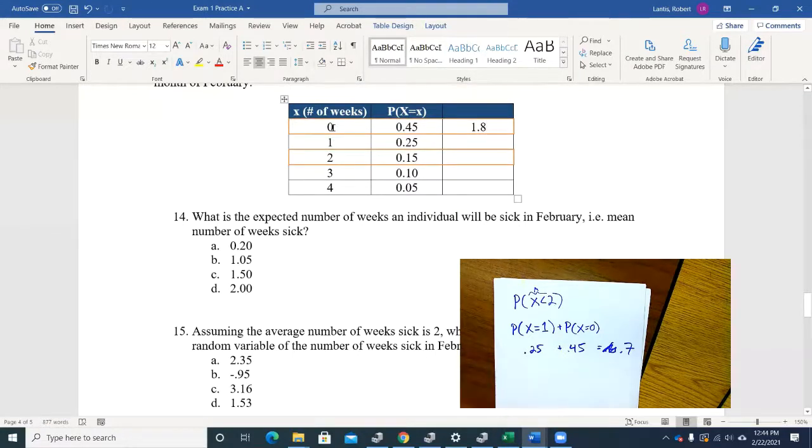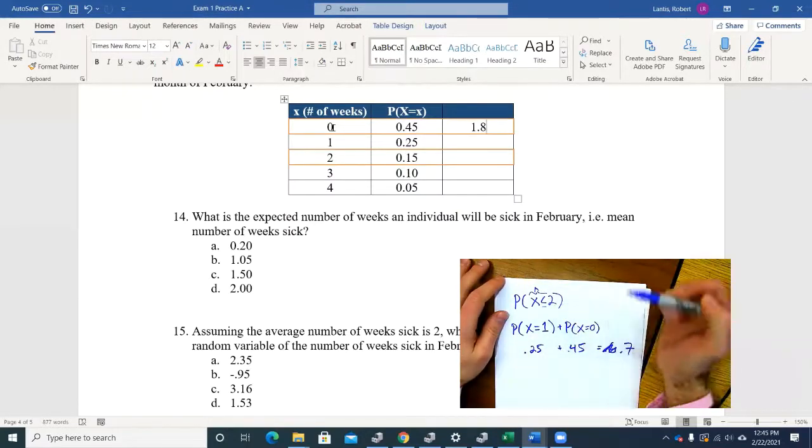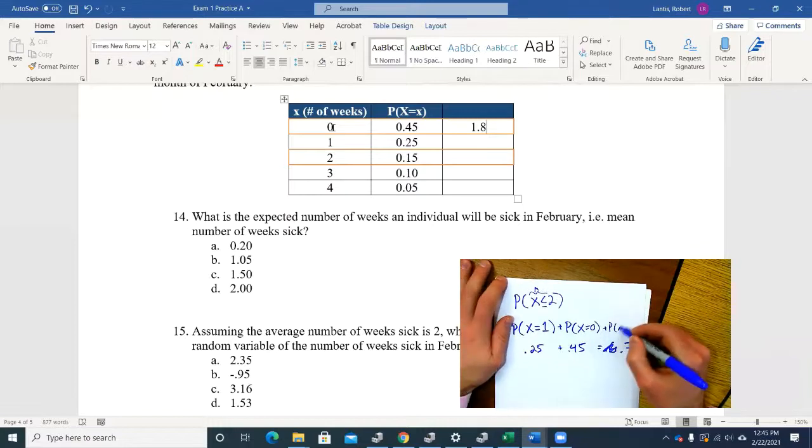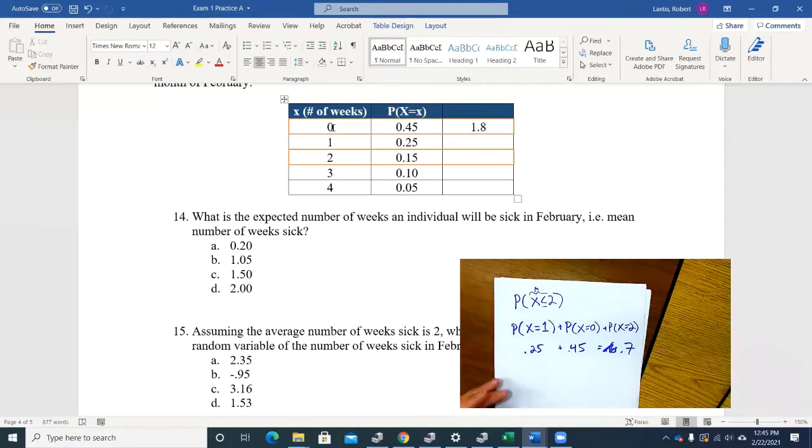And this is where we have to be careful with equalities, right? If I said, what's the probability someone's sick for 2 weeks or less, or X is less than or equal to 2, well, if I had the equality on here, now I have one more possible outcome, right? X could be 2 now. Then I would add the probability of 2, which was 0.15, and so then I would have had 0.85. So, be careful with the equalities on a question like that.